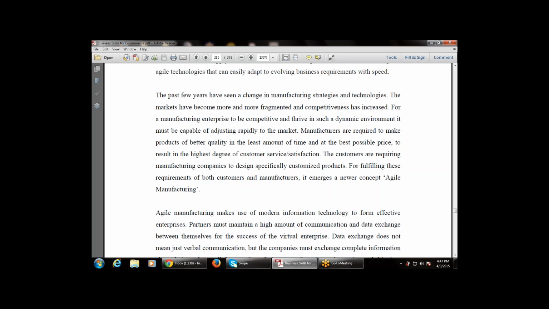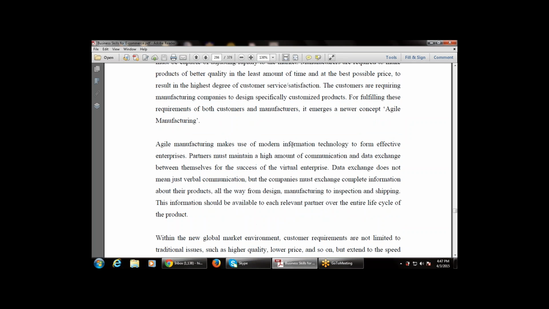Now let's see what is agile manufacturing. Agile manufacturing makes use of modern information technology. It uses modern IT techniques to form effective enterprises.